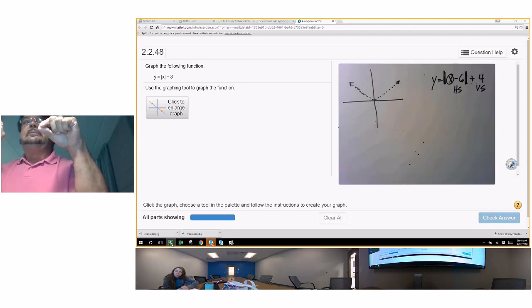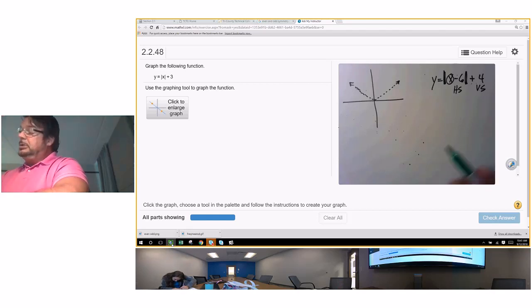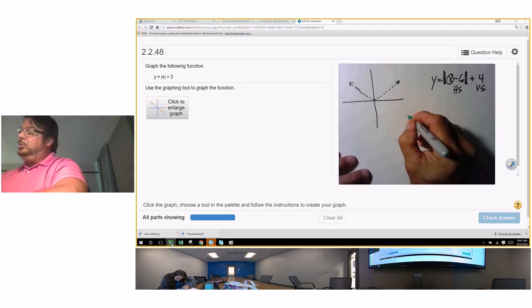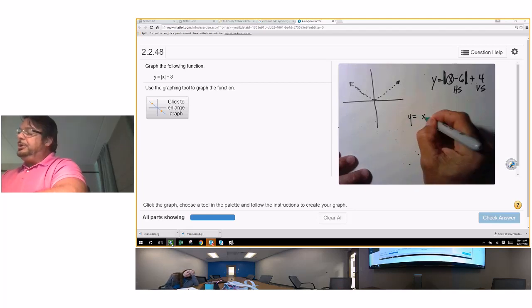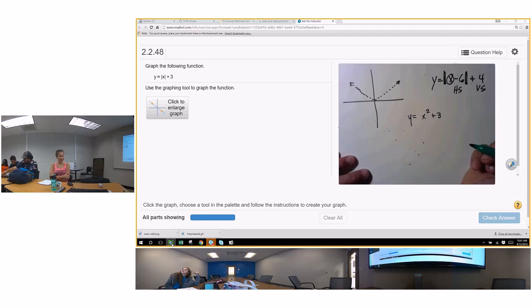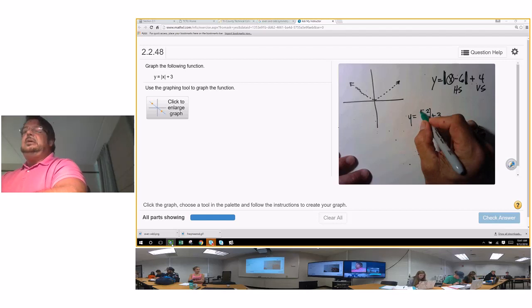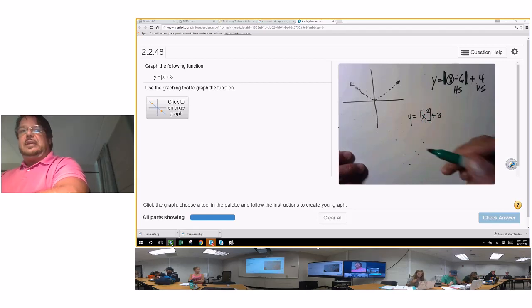Yes, that's right. See, if the 3 was connected to the x, it would be inside the absolute value marks. That's how you discern if it's a horizontal shift or a vertical shift. Let me show you what I'm talking about. If I gave you y is equal to x squared plus 3, is 3 a horizontal or vertical shift? Vertical. Vertical because it's connected to the what? The function. The function is x squared. The function is what represents the parent graphs that I gave you.